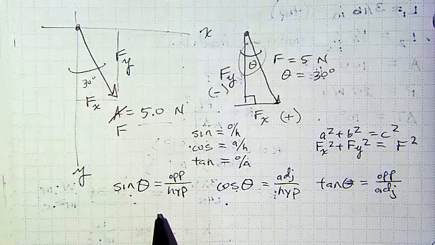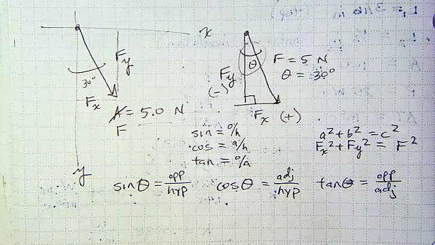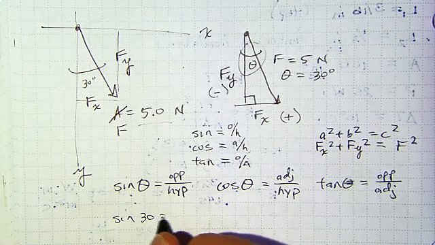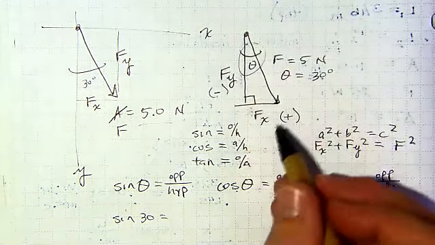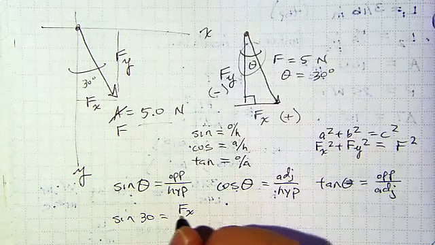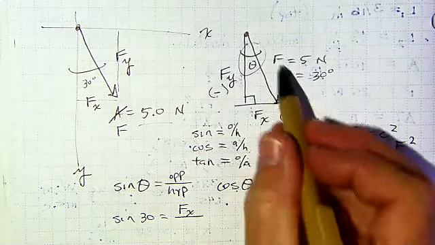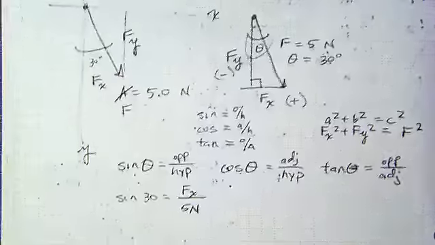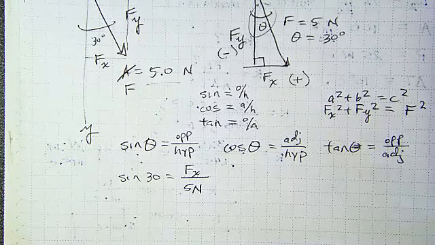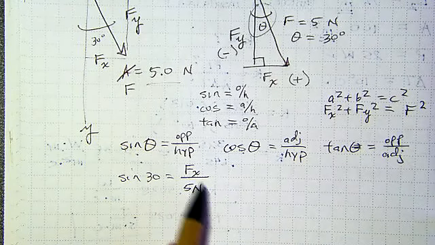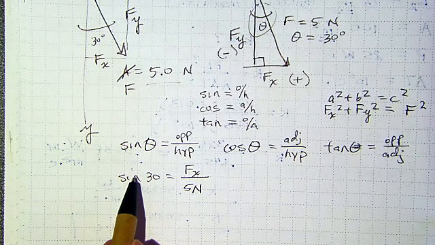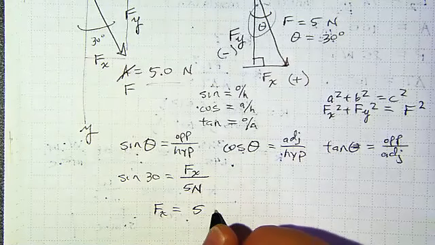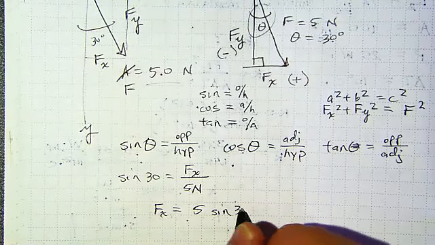Most people are most comfortable going to the sine first. So the sine of theta is the sine of 30 degrees. The opposite is f sub x, which is unknown, and the hypotenuse is the 5 newtons, which is known. To solve for f sub x, algebra says what's being divided here can be multiplied here, so f sub x equals 5 times the sine of theta.